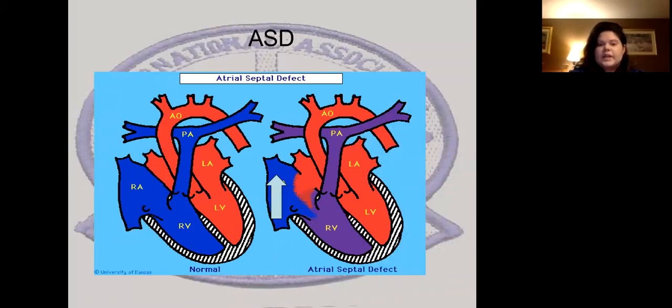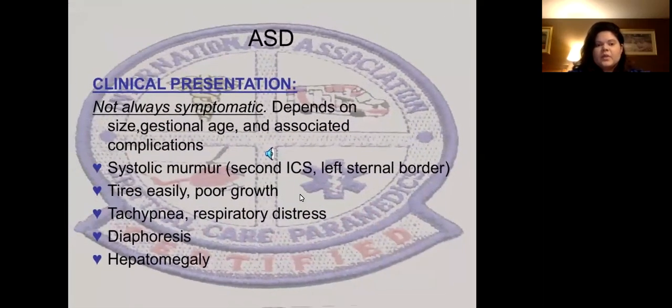So this is what it looks like. Right here you have this guy's closed off, your septum, and then here it's open. So again, you're having the same kind of deal, except it's a larger area that's being affected. Again, they aren't always symptomatic. It depends on the size, if they have a small tear or a little leak, as opposed to the whole septum having a defect.